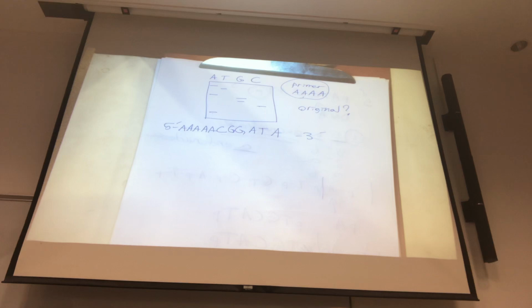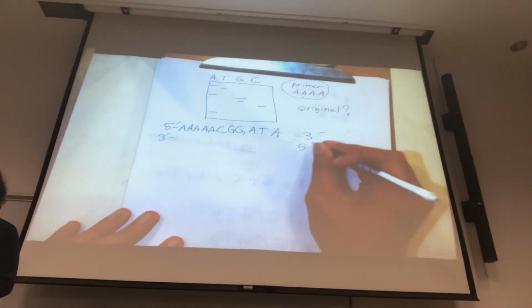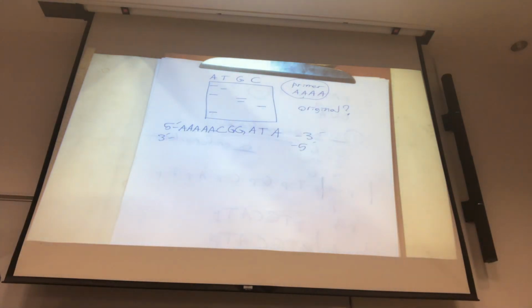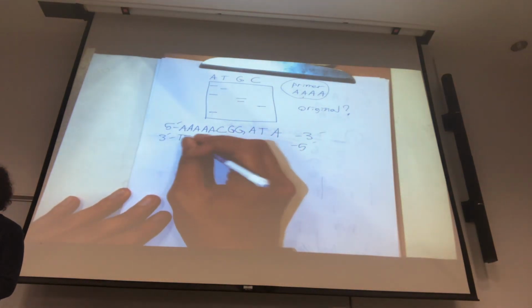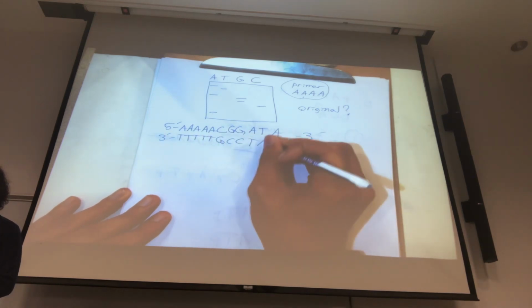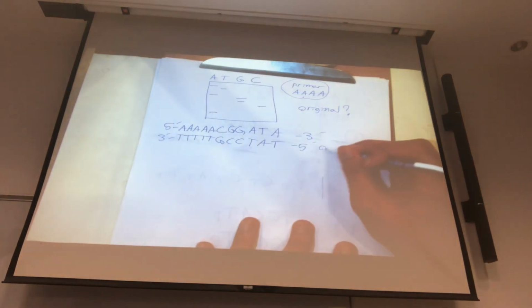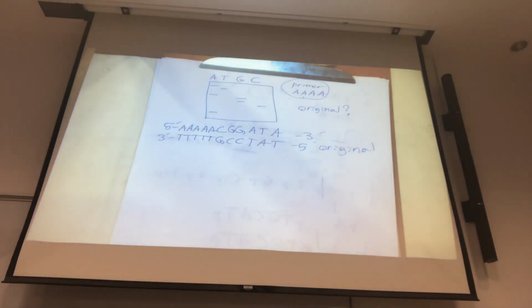It is not the final answer. They want the original strand of DNA. So what you have to do now is base pair this thing, which is the easy part. T's. Because you know your base pairing rules, you know your Chargaff's rules, it's very easy to get your original strand of DNA. And then there's one more trick.